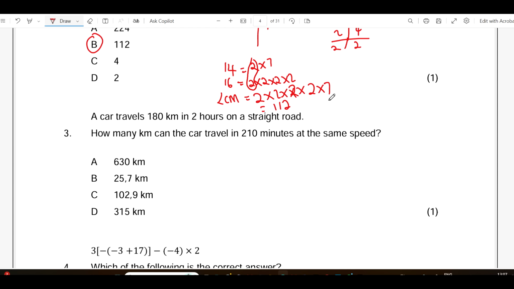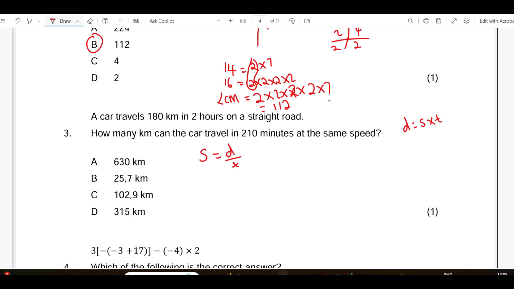The first thing that we are going to look at is speed and time. Then we look for distance. So the first thing we're going to do is look for the speed of a car that is traveling 180 kilometers in 2 hours. So S is going to be distance over time. Don't forget that distance equals speed times time.